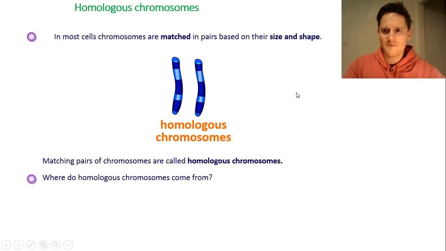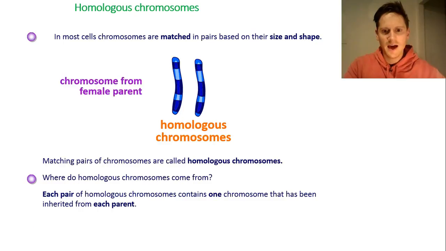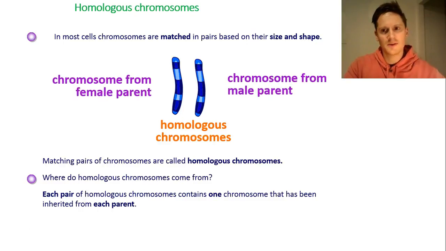Where do they come from? So why in all of our cells do we have pairs of chromosomes? The answer for that is that one chromosome is from each of our parents. So we've got one copy of the homologous pair from our mum, so a female parent, or my mum and your mum, because we're not the same. And we've got the second part of the homologous pair from dad. So that's where we've got our pairs from.